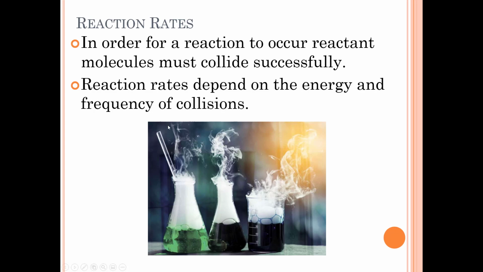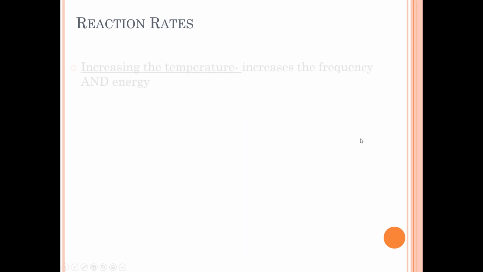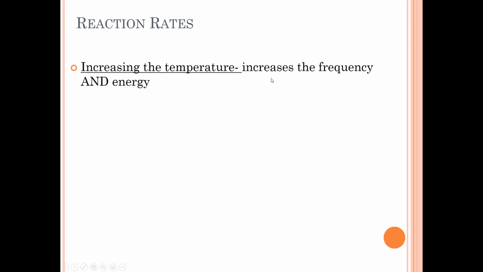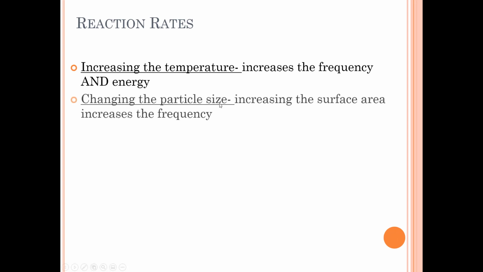Temperature can increase the energy, and that's going to increase the frequency of collisions, and that is what determines the rate of reaction. So increasing the temperature will increase the frequency and energy because they're moving faster and they have more energy because they're moving faster. That's what energy is, and frequency is just how often they bump into each other. Particle size: we can increase the surface area by crushing the object or cutting it into smaller pieces, and this is going to increase the surface area and increase the frequency.